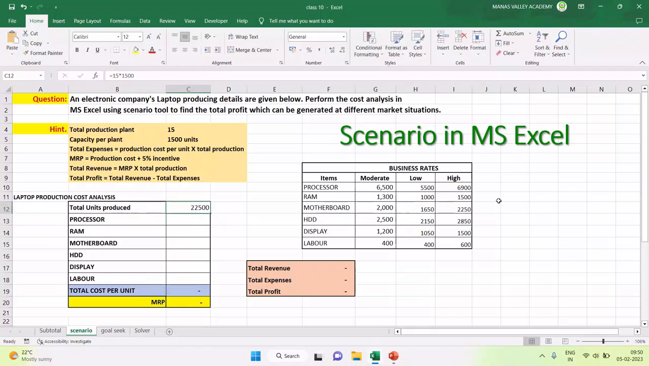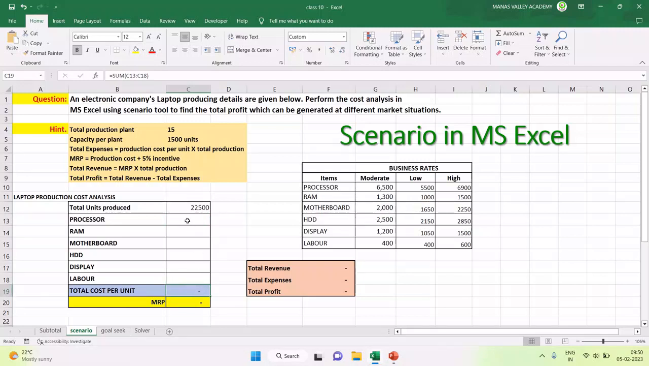So here you can see that means a company can produce a total of 22,500 units. Now this is the total units you have calculated. Now what you have to do is calculate the other costs and expenses, then find the profit, MRP and all. So total cost means what? This is the total cost per unit.